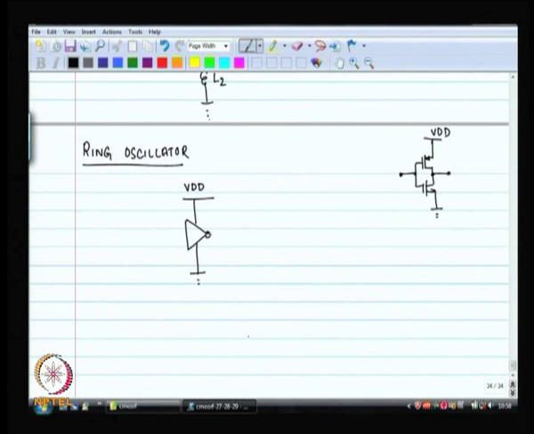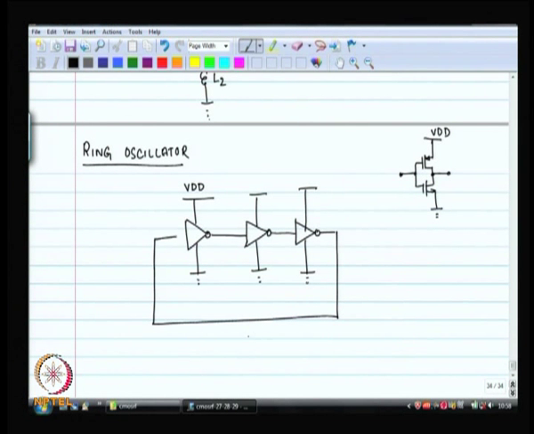So, I can design a CMOS inverter. And I can put an odd number of these inverters in cascade, odd greater than 1, and feedback. So, this is a ring oscillator, it is a 3-stage ring oscillator. Similarly, you can make a 5-stage ring oscillator, 7-stage ring oscillator, etcetera, etcetera. You can convert these inverters into differential inverters, and you might as well do it differentially, in which case you need not have 3 stages, but that is secondary as far as we are concerned.